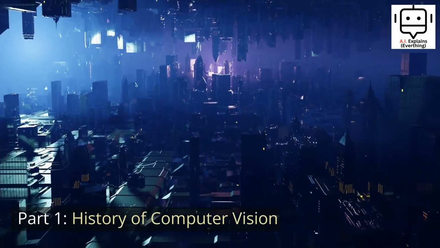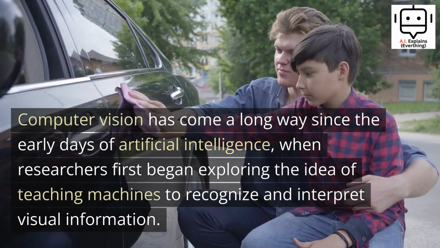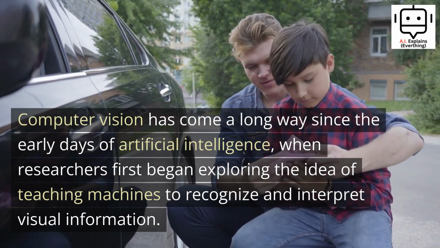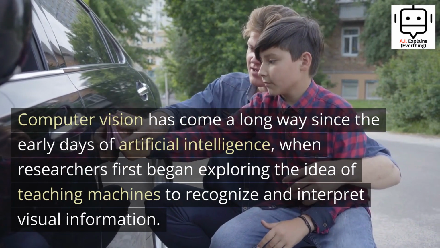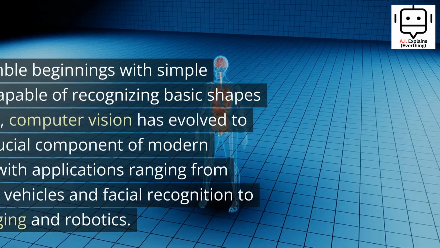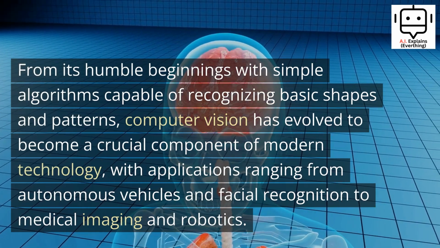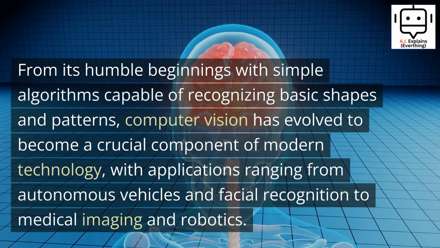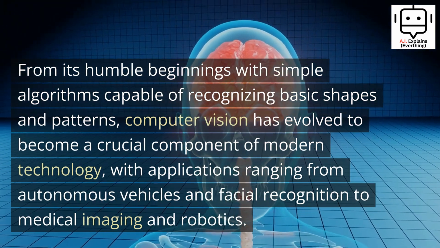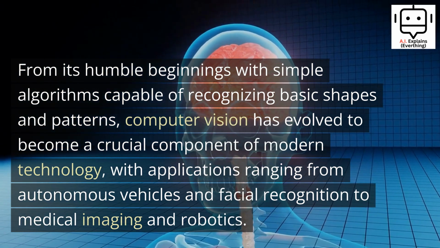Part 1. History of computer vision. Computer vision has come a long way since the early days of artificial intelligence, when researchers first began exploring the idea of teaching machines to recognize and interpret visual information. From its humble beginnings with simple algorithms capable of recognizing basic shapes and patterns, computer vision has evolved to become a crucial component of modern technology, with applications ranging from autonomous vehicles and facial recognition to medical imaging and robotics.